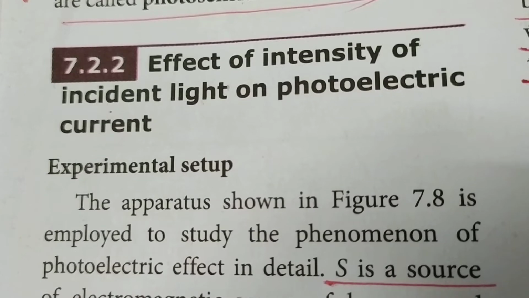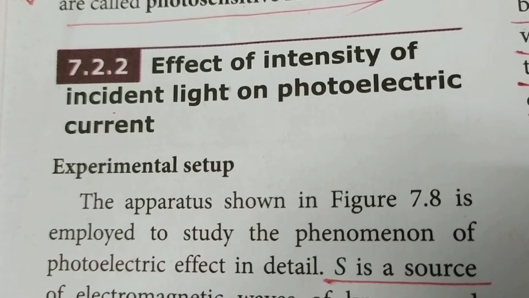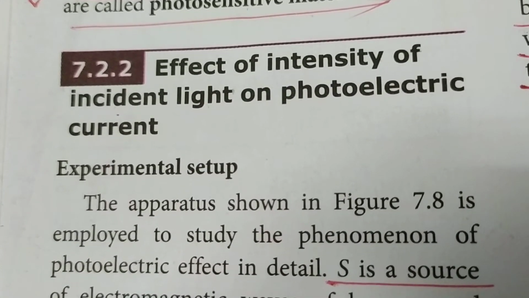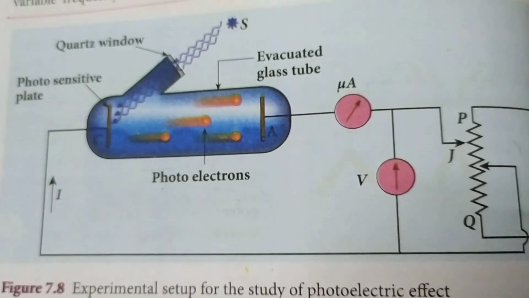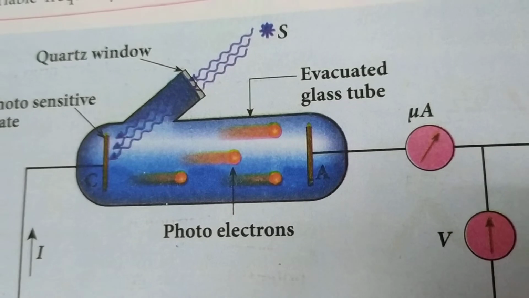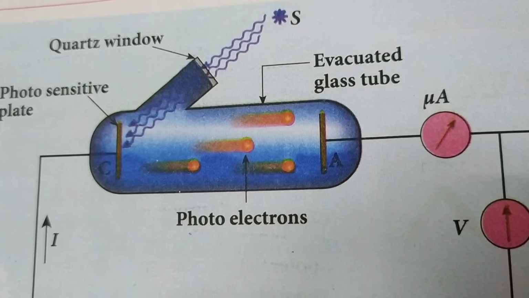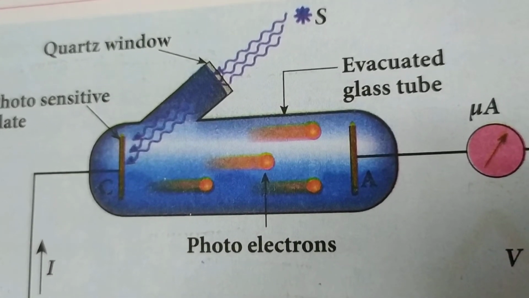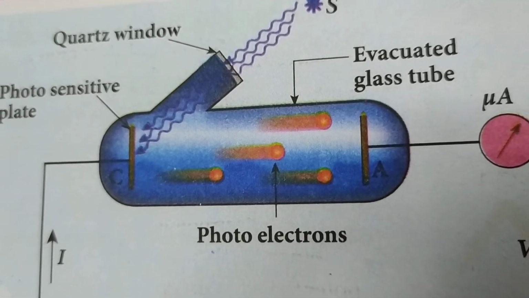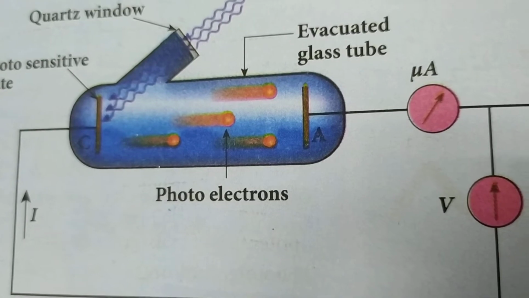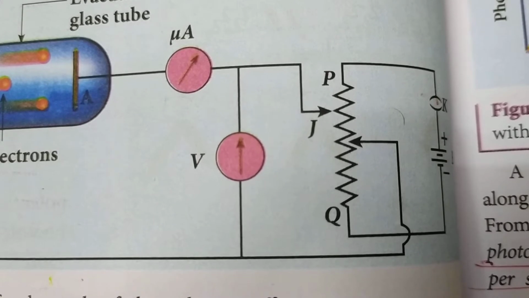Suppose you increase the intensity, what happens to the photoelectric current? Usually when the intensity is increased, the current also increases, and this is shown by the experimental setup. Here this is the discharge tube, and here you have a photosensitive plate, either zinc or magnesium or any plate kept there, and there is one quartz window, and this window will allow the ultraviolet radiation to fall on this photosensitive material. And the anode is usually positively charged, and this arrangement is called a voltage divider arrangement.